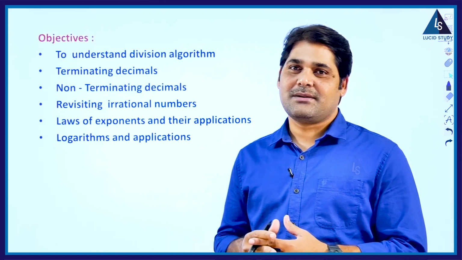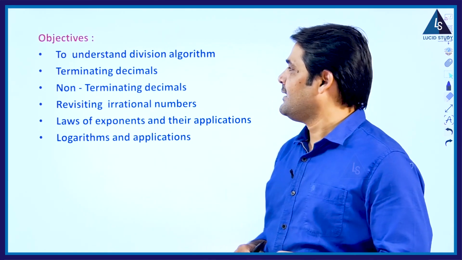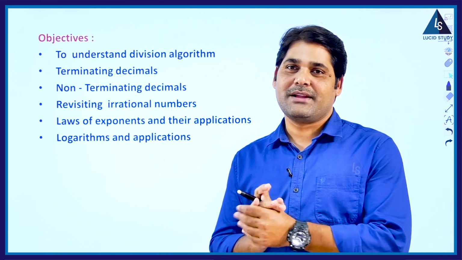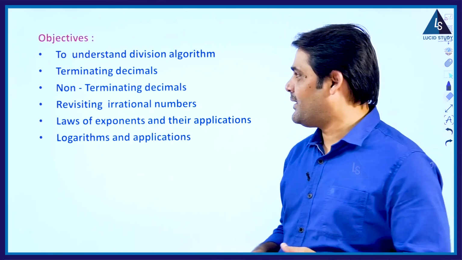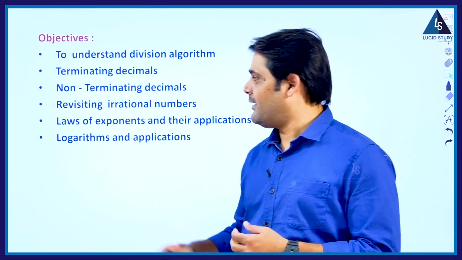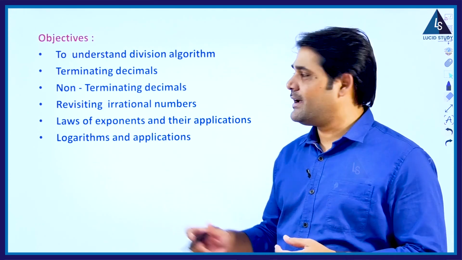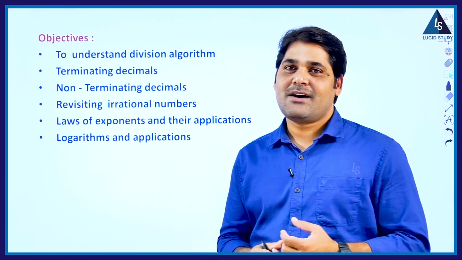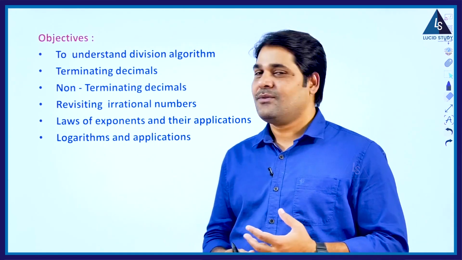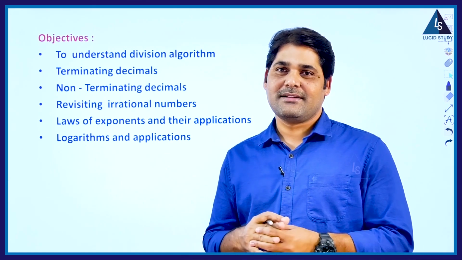The chapter name is number system. We will see some algorithms. The first one is to understand the division algorithm, which we learned when we were very small, so we are going to revise it now. Next, terminating decimals, non-terminating decimals, and irrational numbers, which we studied in 9th class, we are going to study again. Next, laws of exponents and their applications. And last, very important, logarithm and its applications.